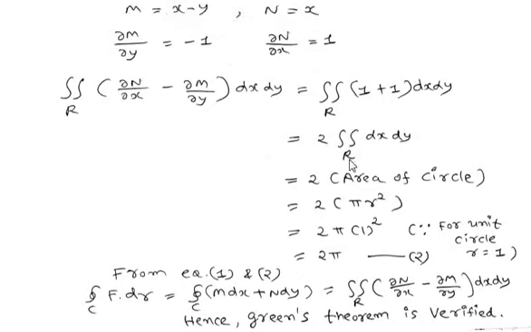So we have 2 times the double integration over the given region R of dx dy, and the given region R is a unit circle. Geometrically, the double integration of dx dy represents the area. So this represents the area of a circle, because the closed path given is a unit circle, and the area of a circle is pi r square. As it is a unit circle, the value of r is 1, so it becomes 1 square. So pi as it is, 2 as it is, so the result is 2 pi.